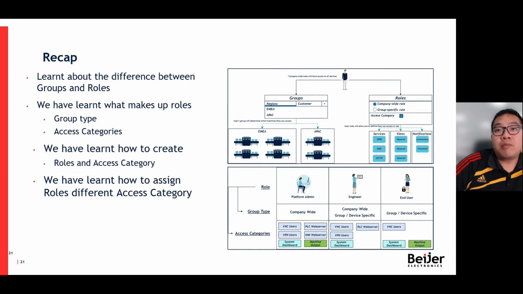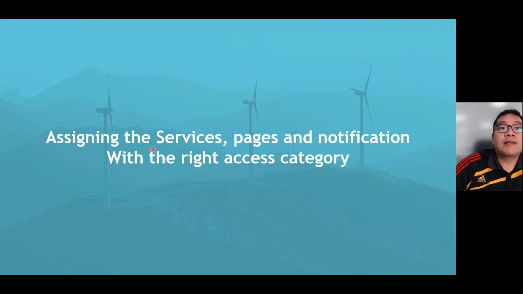So moving on to the next part, we'll talk about how to assign the different services, the pages, and the notifications to the right access category. Like I previously mentioned, when you create the access category on the admin page and then assign it to different roles, that doesn't mean anything until you specifically tie it to different services, pages, and notifications in the app itself. So we'll run through the steps on doing that.